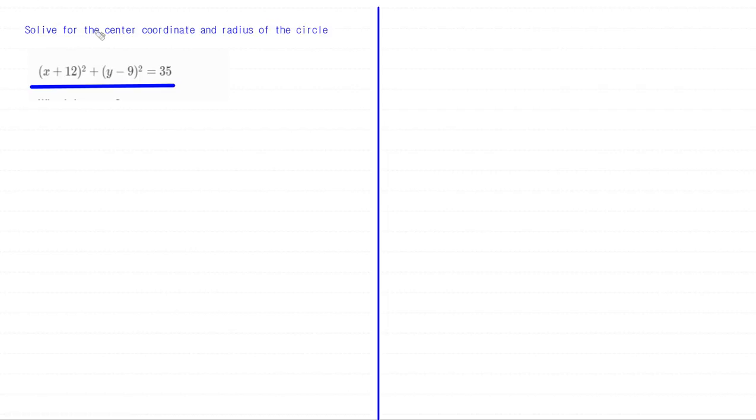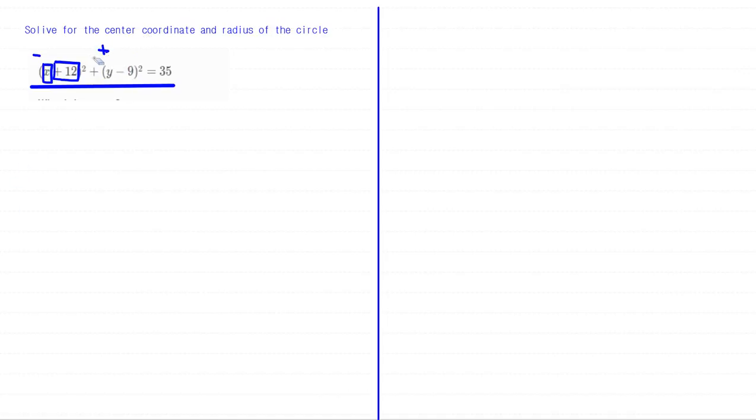In this video, I'm going to talk about the second example of finding the center coordinate of the circle as well as the radius using this circle equation right over here. I want to talk about it a little bit more. We learned last time that the x value and y value should be the opposite of the sign, whether negative or positive, and the number. Right now it is positive 12, so the x value is going to be negative, and for the y value it is negative 9 right over here, so it is going to be positive.